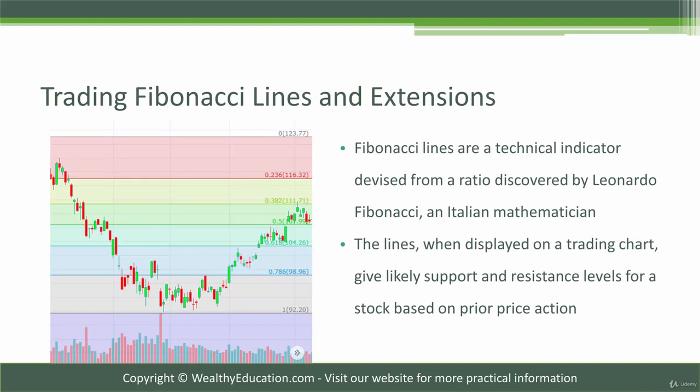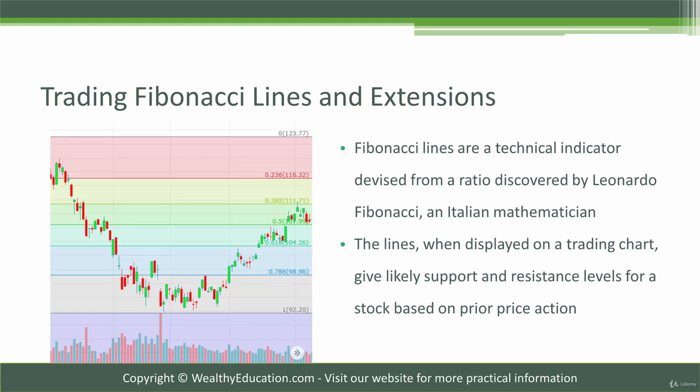The lines, when displayed on a trading chart, give likely support and resistance levels for a stock based on prior price action. So let's say you have a stock in an uptrend and it's hitting prices that it's never seen before. So you have no current resistance levels. When the stock reaches a certain level and begins to retrace, it's difficult to identify any levels that the stock would retrace to because you don't have new support and resistance levels.